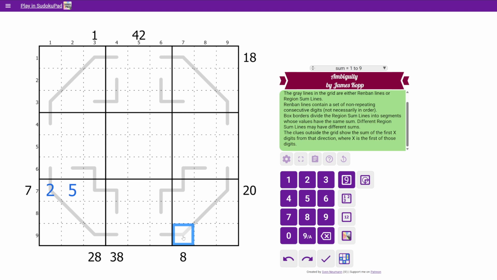This could be a 3, but it has to be a 2 or a 3. Could be a 2, 6, or a 3, and then a 1 and 4. 38 is a big old number.